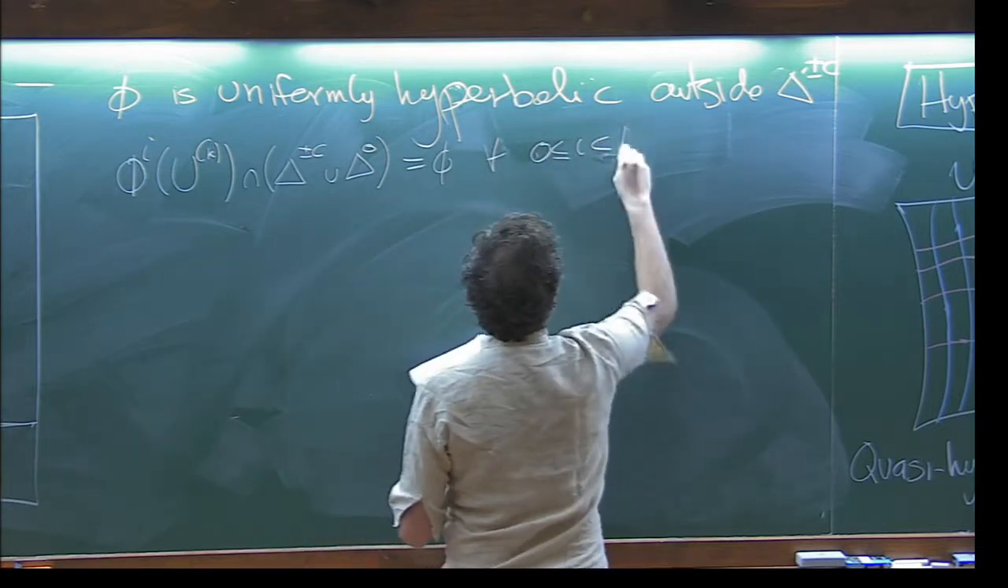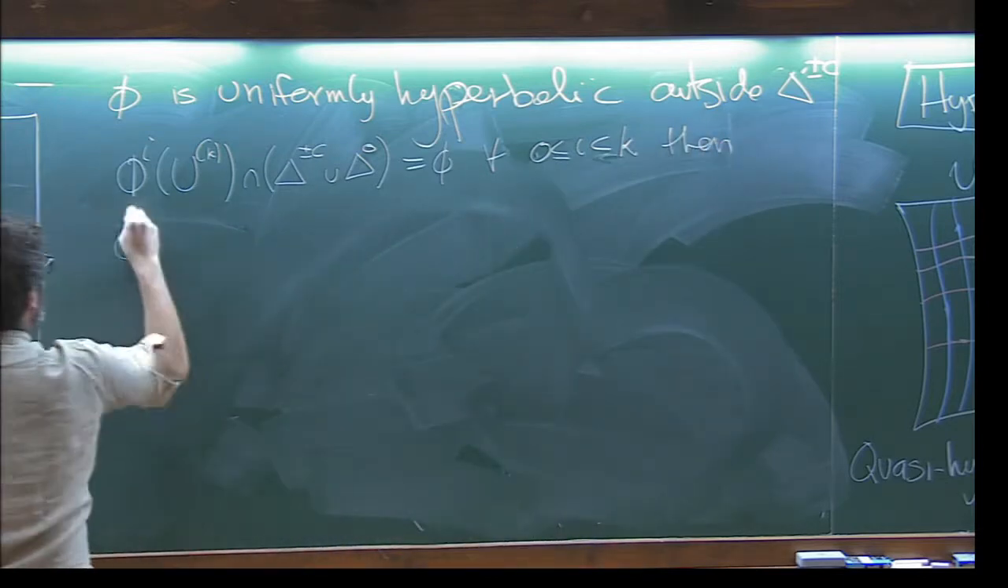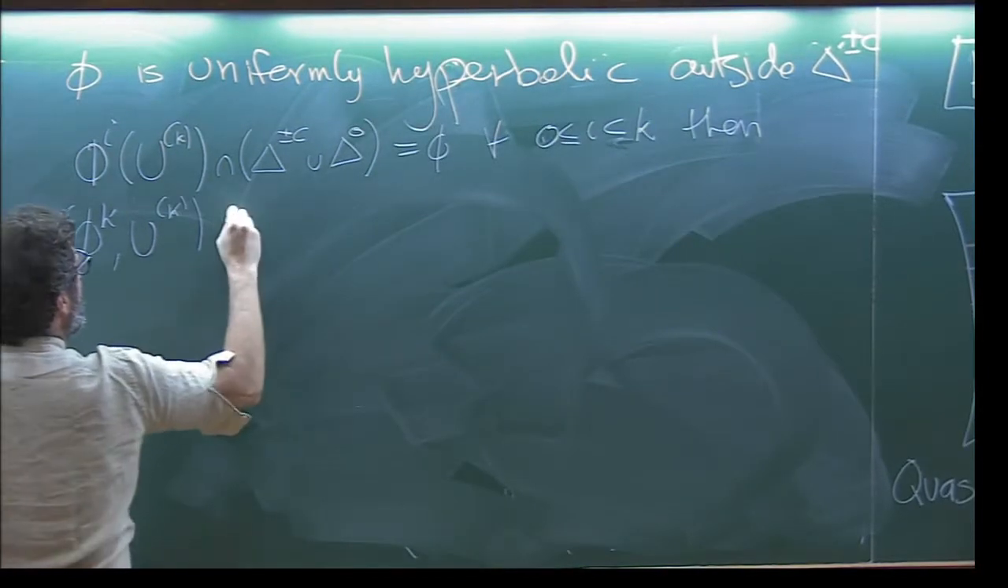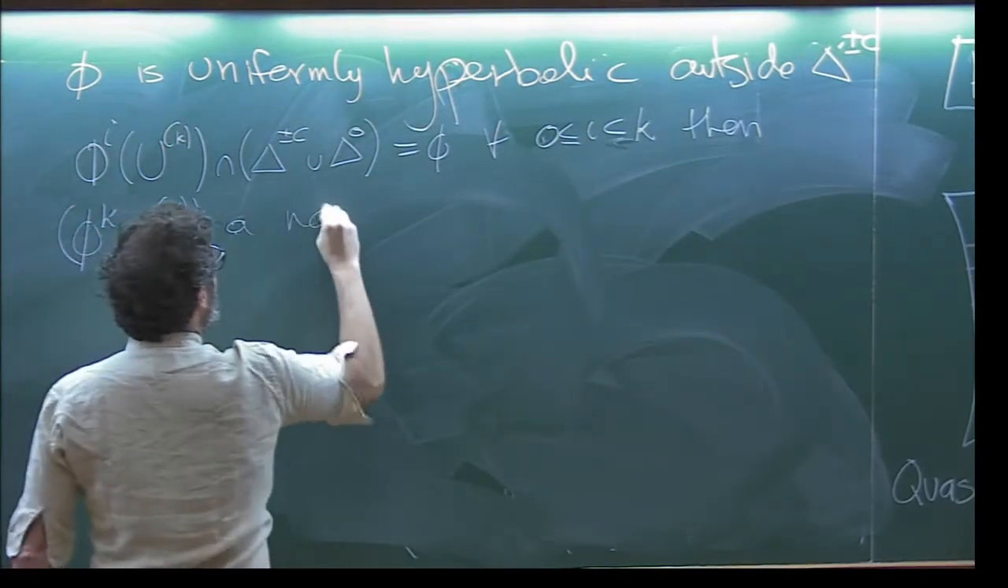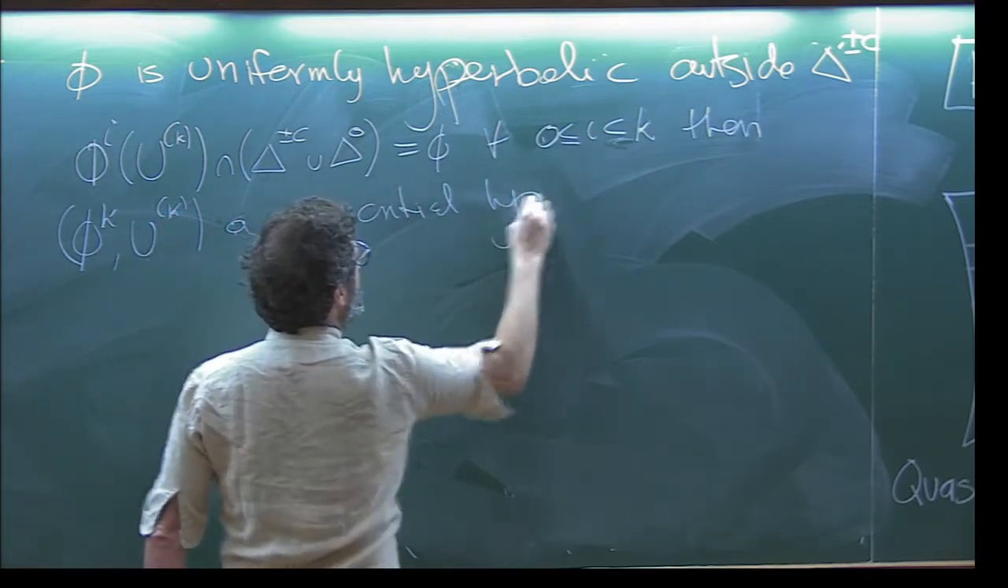If this is empty for all intermediate iterates, then we call this branch, phi k uk, a non-critical hyperbolic branch.